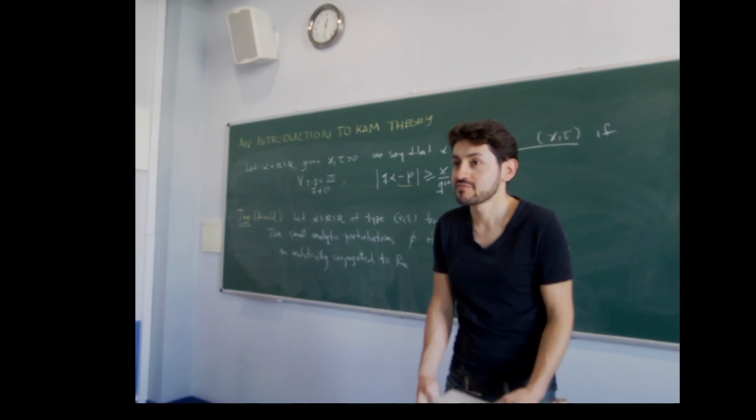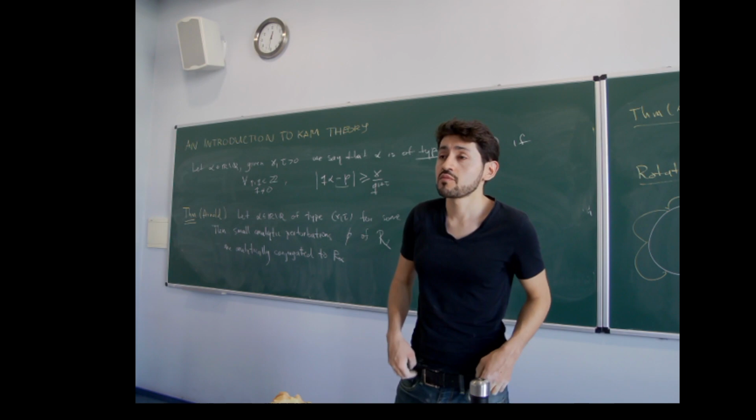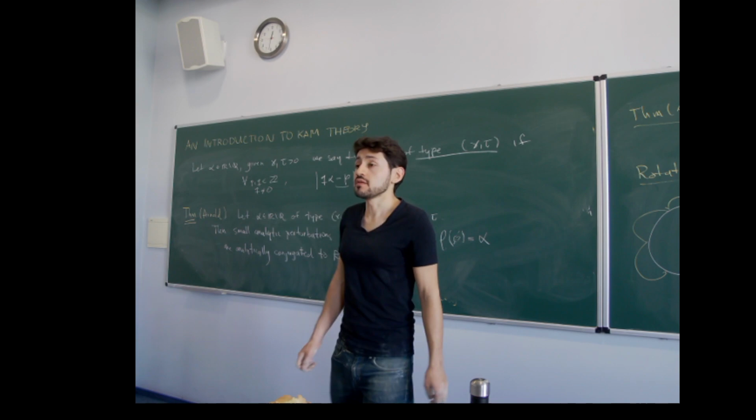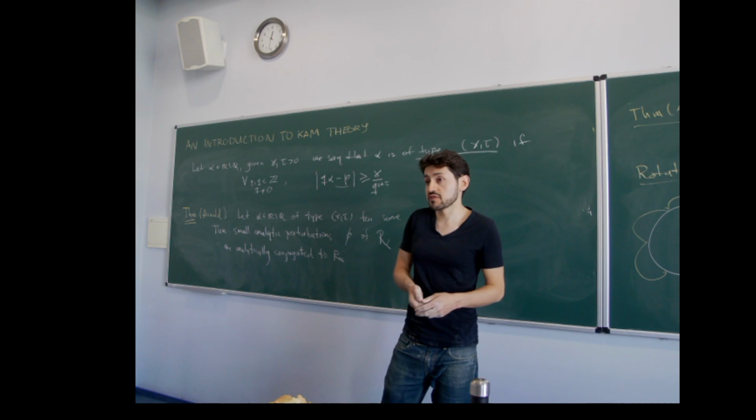So in the Kolmogorov theorem, the condition on alpha in the one-dimensional case will be just empty, correct? The condition of being Diophantine in the one-dimensional case is just an empty condition, right? Yes, basically, different from zero, yes. I see.